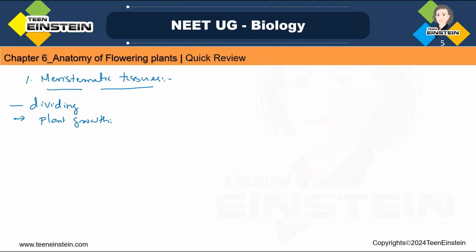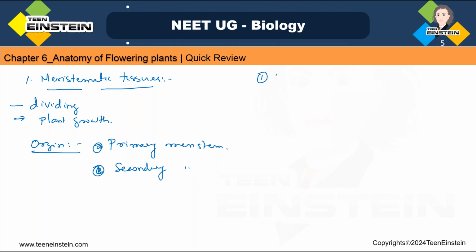So the classification is taking place here on the basis of origin. On the basis of origin, this classification is taking place. So these meristematic tissues are classified into primary meristem and secondary meristem. Primary meristem, then the second type is secondary meristem, right? So first let's see what is primary meristem.